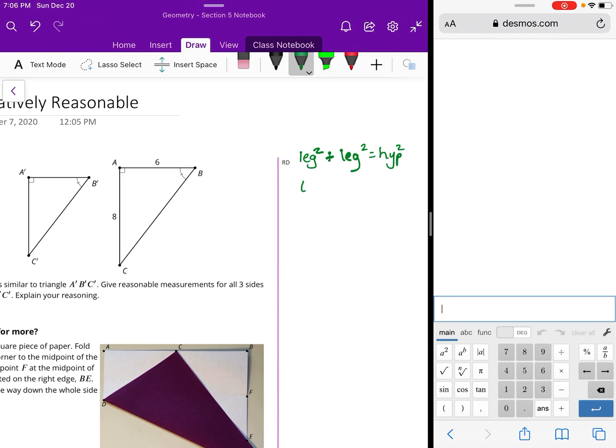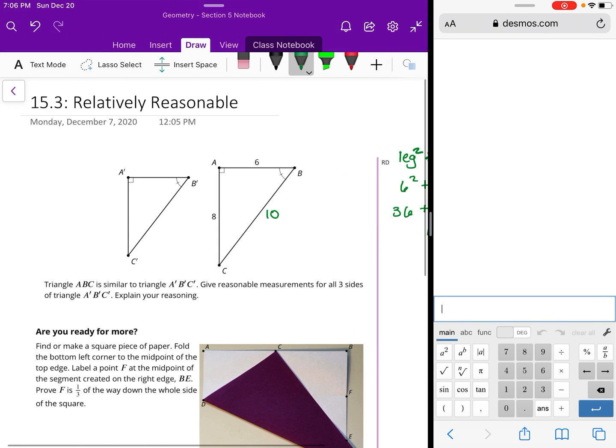All right, so we have 6 squared plus 8 squared. So we have 36 plus 64, which is 100, which is the same thing as 10 squared. So this side has to be 10. Okay, we know what that is. But the problem says give reasonable measurements for all three sides of triangle A prime, B prime, C prime.